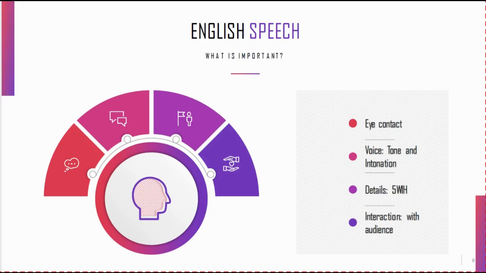Last one we talk about is interaction with audience. So these four things are very important presentation manner and skills. When you make a presentation or speech in this class, I'll look carefully into these details and these categories. So please keep in mind eye contact, tone and intonation, details, interaction with audience.